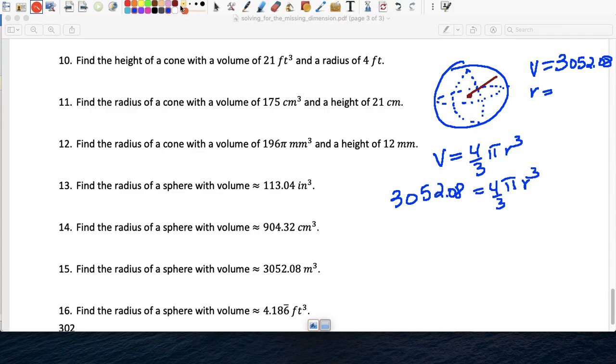So again, it's repetitive, right? We want r to equal something, so let's divide both sides by 4/3 pi. We get r cubed is the only thing left on the right side, and on the left side, let's divide this horrible thing, 3052.08 over 4/3 pi. Enter.